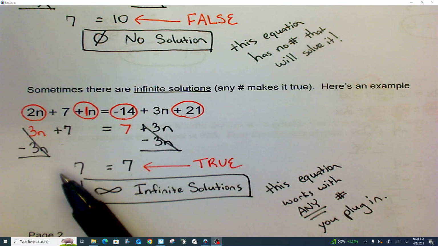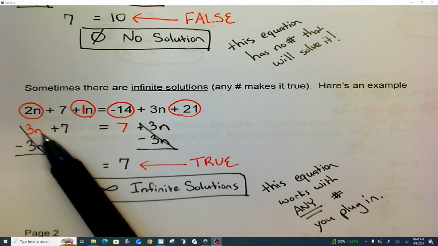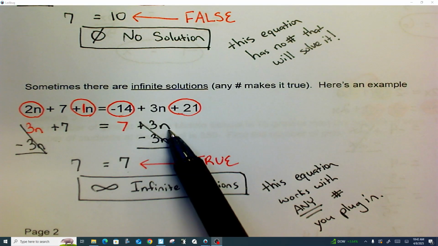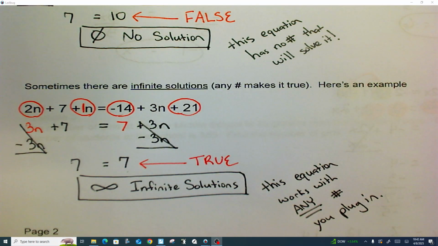No matter what you plug in, it'll work. And if you come back to this part here where we've got it simplified, if you plug in 0 on both sides, you'd have 7 on both sides. You plug in 1 on both sides, you'd have 10. I mean, no matter what, it's going to work out to where it's the solution.